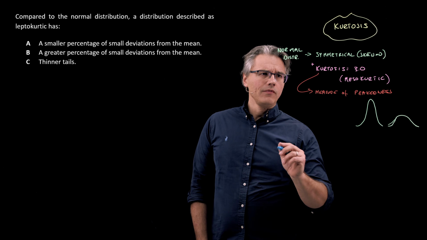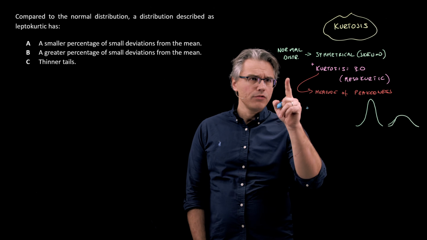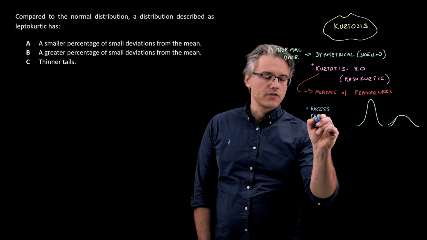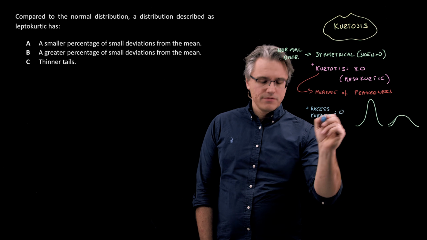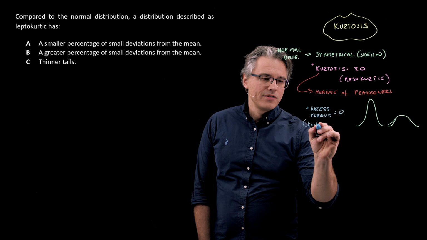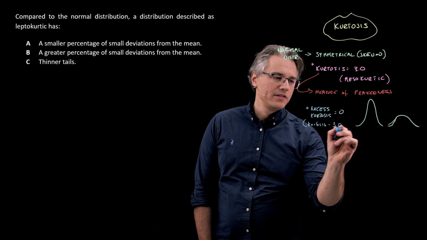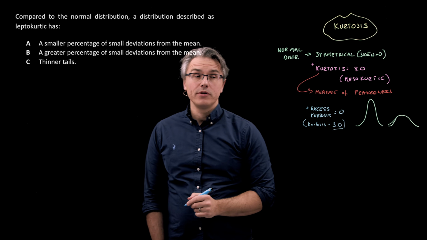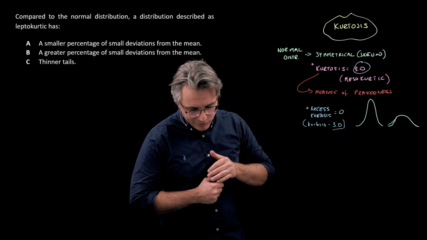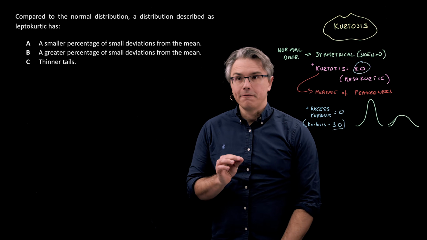Now, one more thing is that the normal distribution has no excess kurtosis. Excess kurtosis is equal to 0 because excess kurtosis is whatever the kurtosis of a specific distribution is minus 3, which is the level for the normal distribution. So if we're dealing with a normal distribution, it would be described as having no excess kurtosis. Hopefully that makes sense.